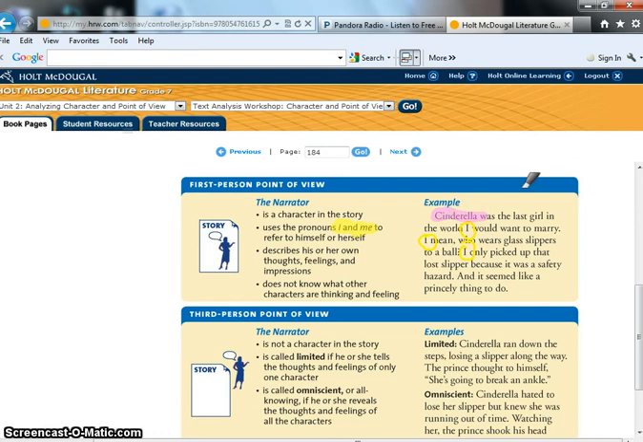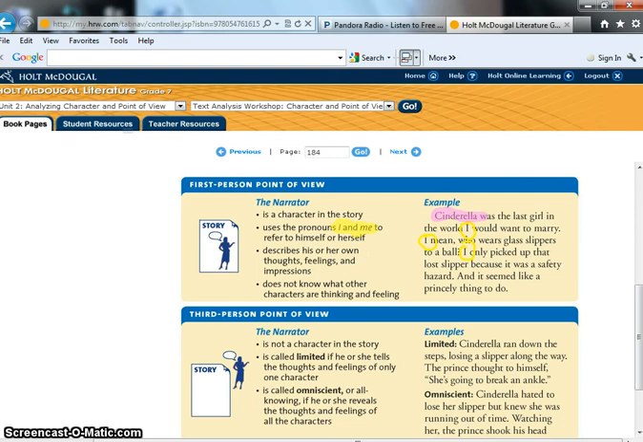Now you should have been able to tell that the speaker here, or the narrator, is who? Very good. It's the prince. It's the prince who's telling the story here. Let's look at another example.